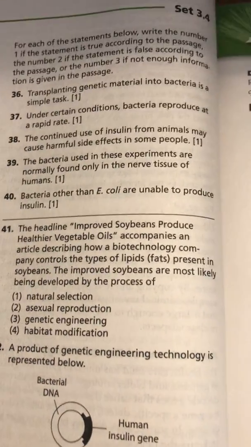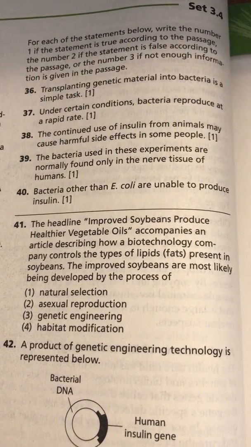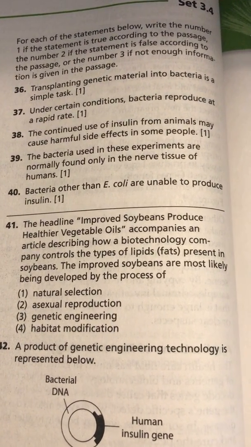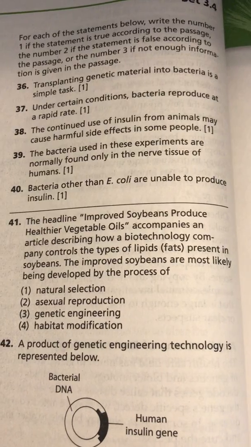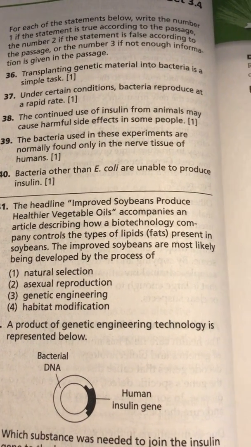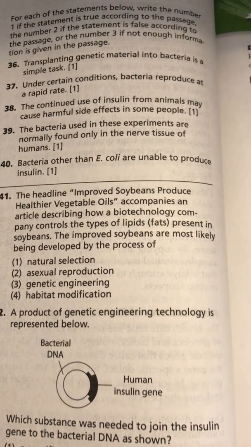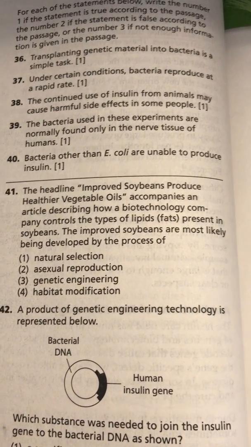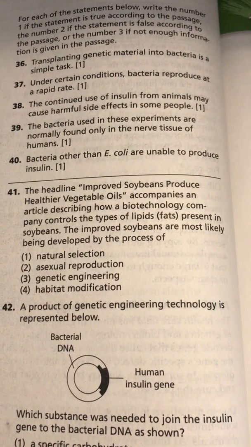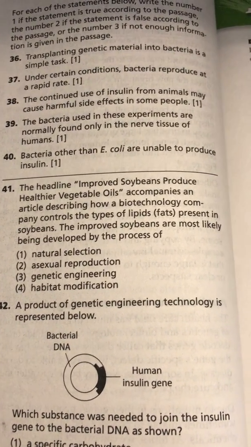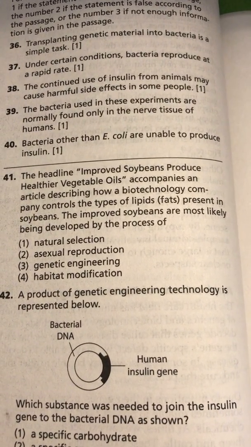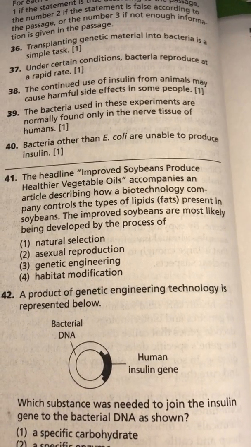For each of the statements below, write the number 1 if the statement is true according to the passage, the number 2 if the statement is false according to the passage, or the number 3 if not enough information is given in the passage. 36. Transplanting genetic material into bacteria is a simple task. 1 for true, 2 for false, or 3 for not enough info. 37. Under certain conditions, bacteria reproduce at a rapid rate. 1 for true, 2 for false, 3 for not enough info.